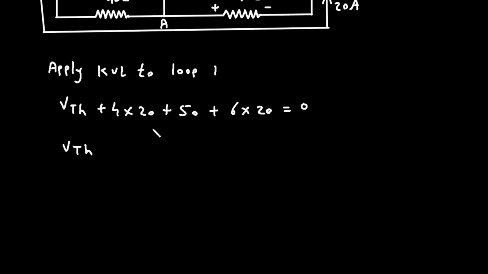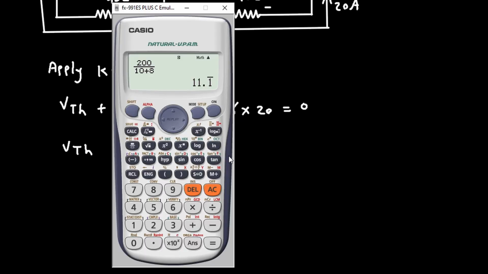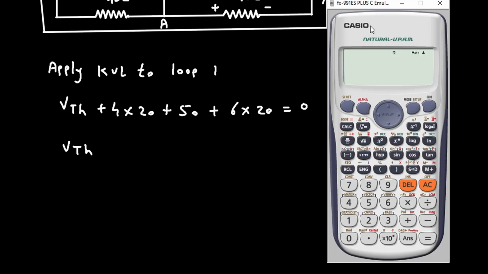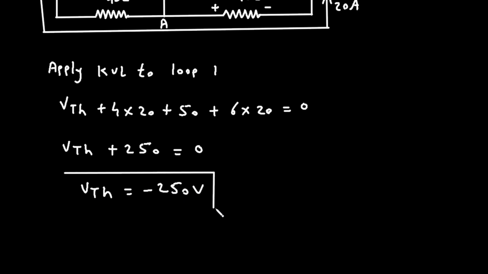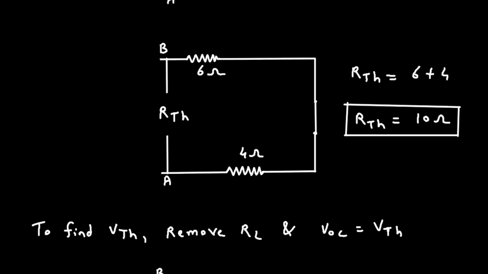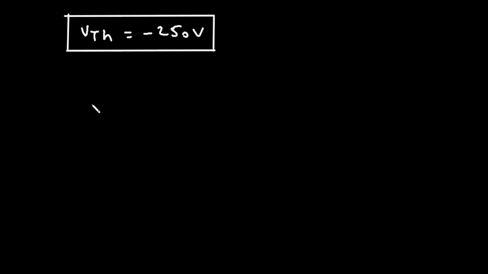Now VTH, now let's solve this. So it will be 4 into 20 plus 50 plus 6 into 20. It is equal to 250. So plus 250 is equal to 0. So therefore VTH is equal to minus 250 volt. Now we got the value of VTH and we also got the value of RTH. So we can draw Thevenin equivalent circuit.